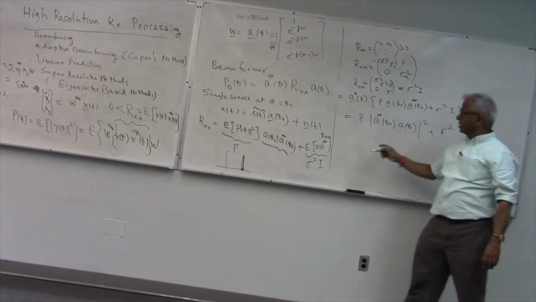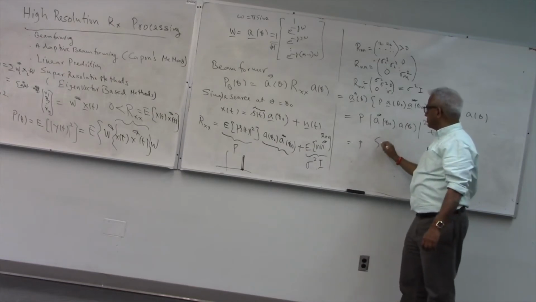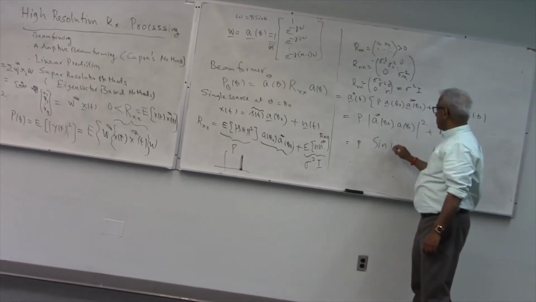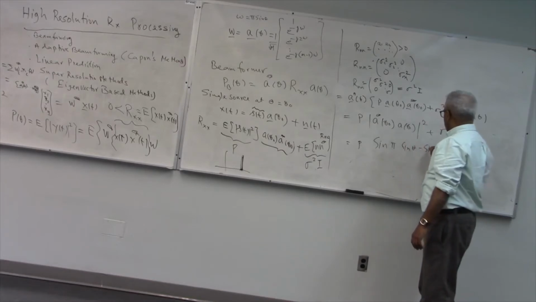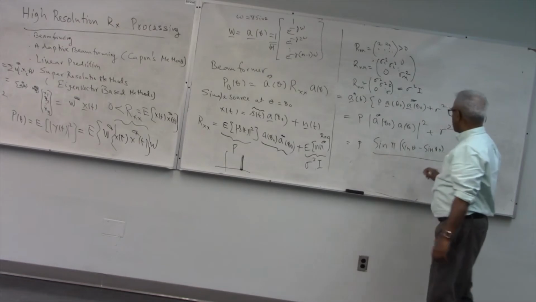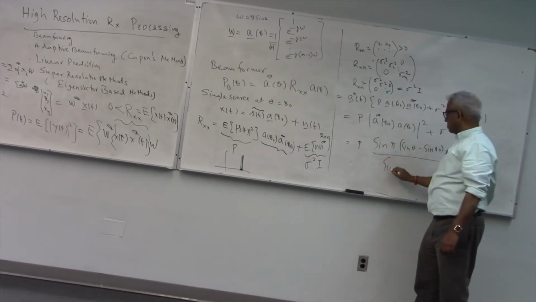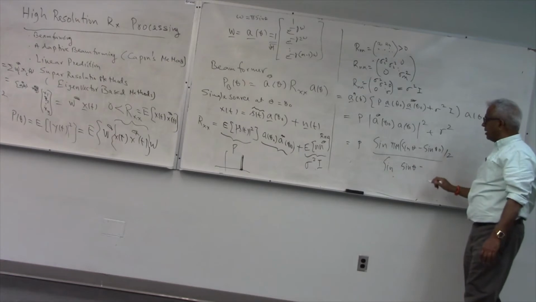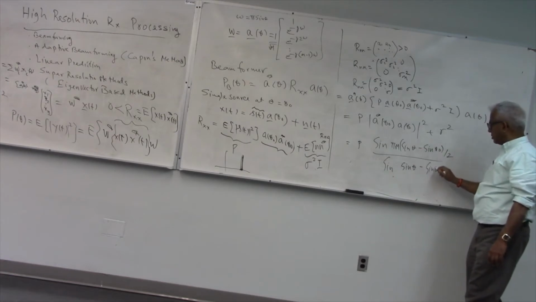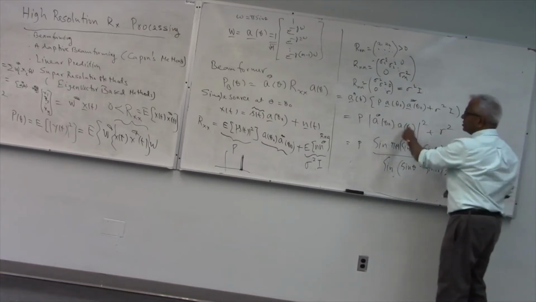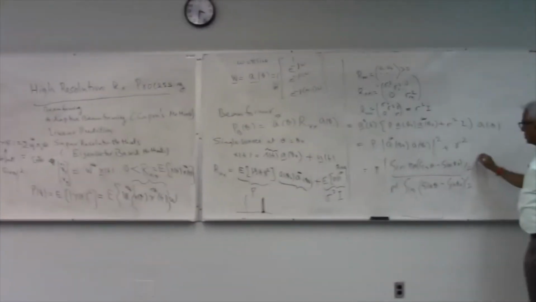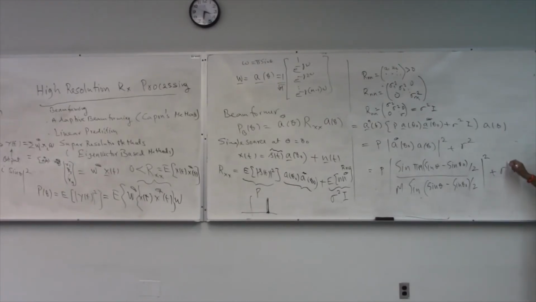But notice this is two different angles. So if you do this, this will turn out to be omega minus omega naught, right? If you call sine theta to be omega, then this will be omega minus omega naught. Right, we went through this last time, right? This is the beam pattern squared. The M goes inside, plus sigma squared.